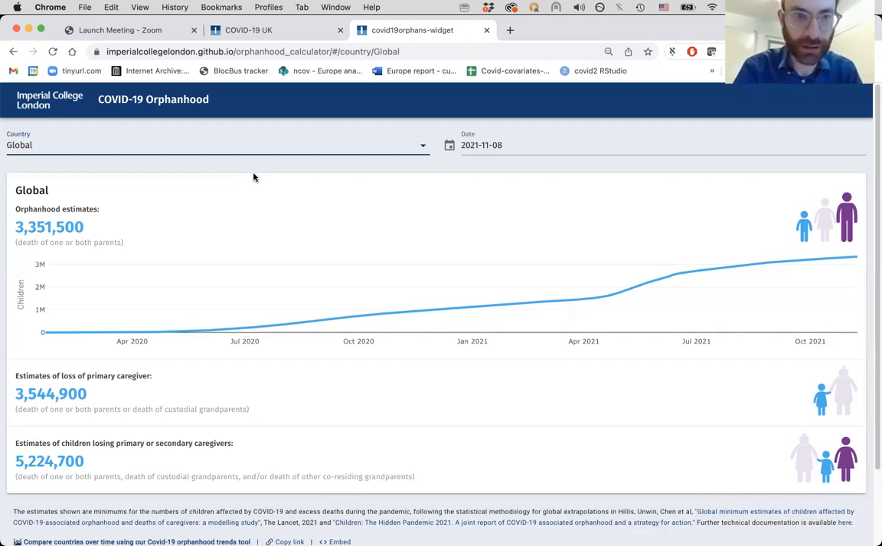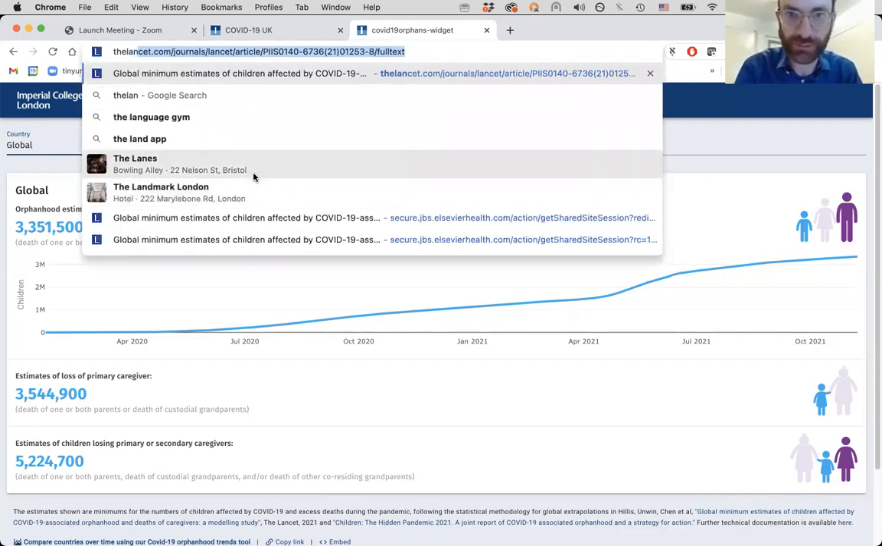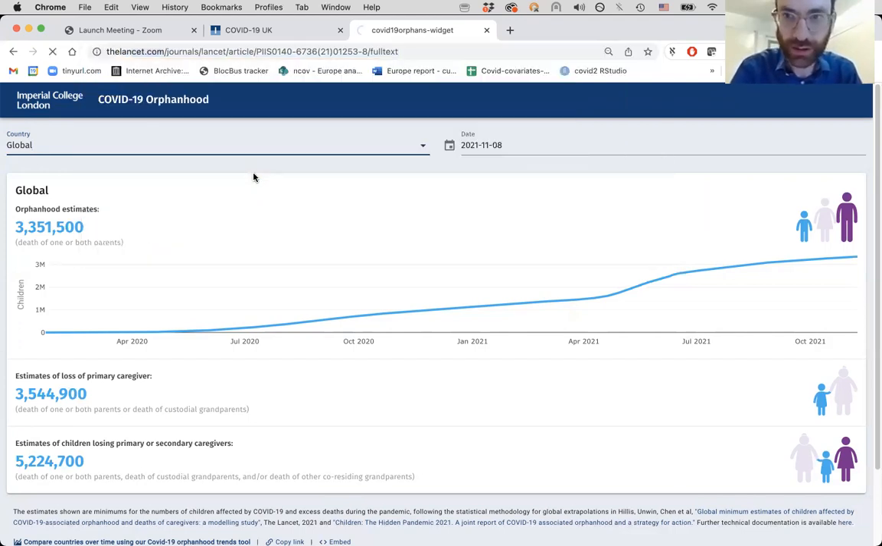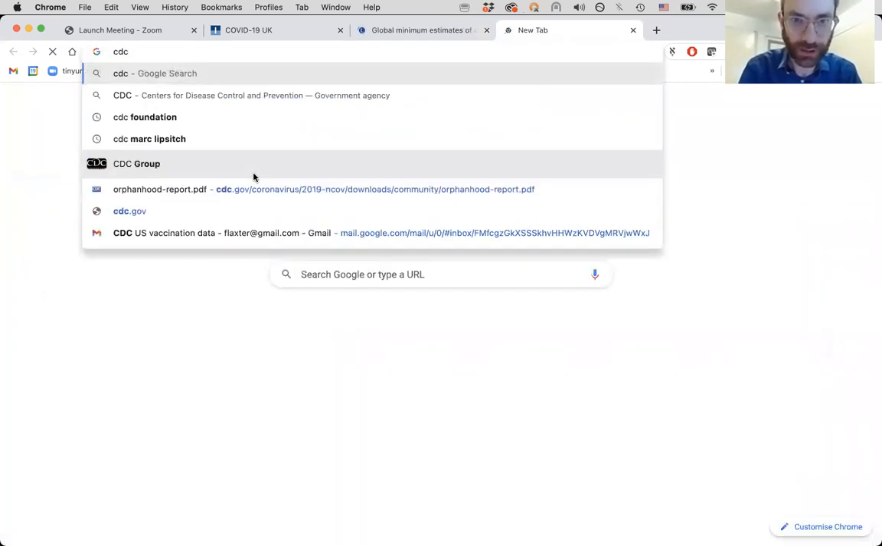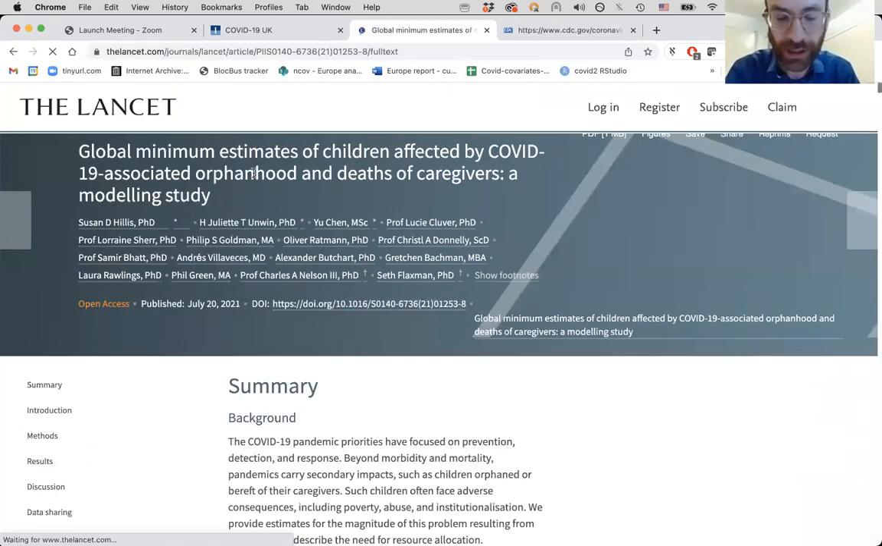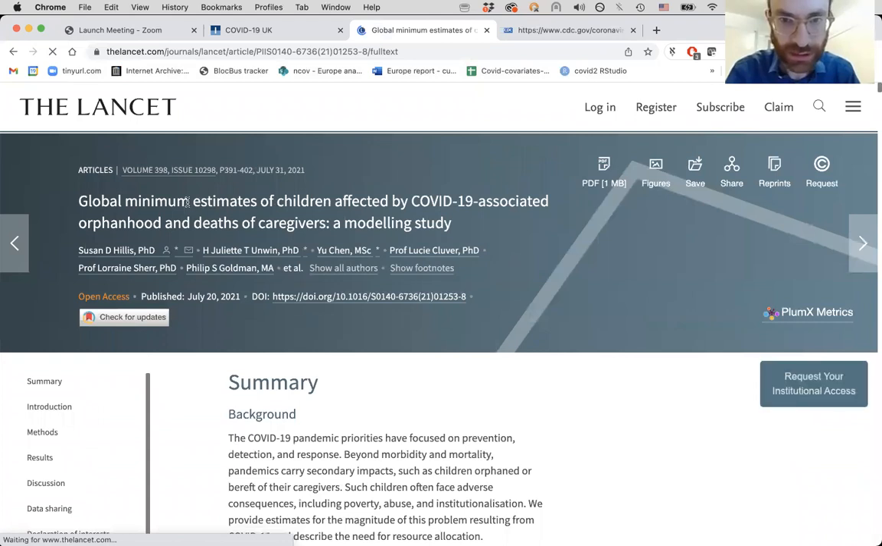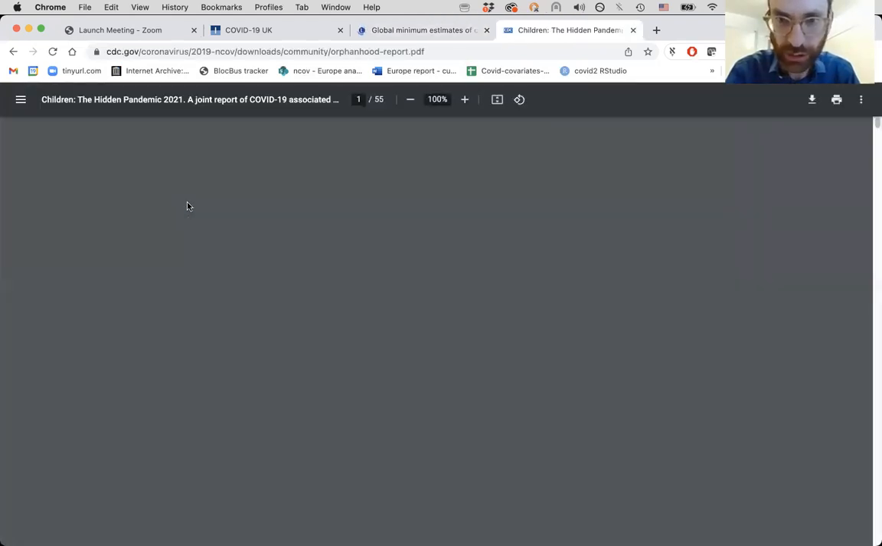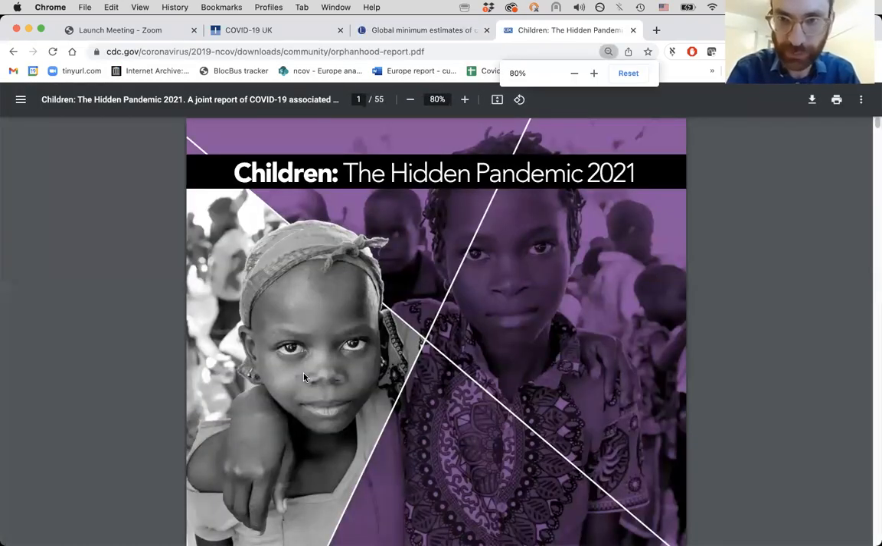And so, yeah, I don't have too much more to say about this. I would very much encourage you to read this paper and the policy report that goes with it. I will put those links, hopefully we can add them to the YouTube at the bottom. So here's the paper, global minimum estimates, and here's the policy report. And we are really trying to bring more attention to this issue.